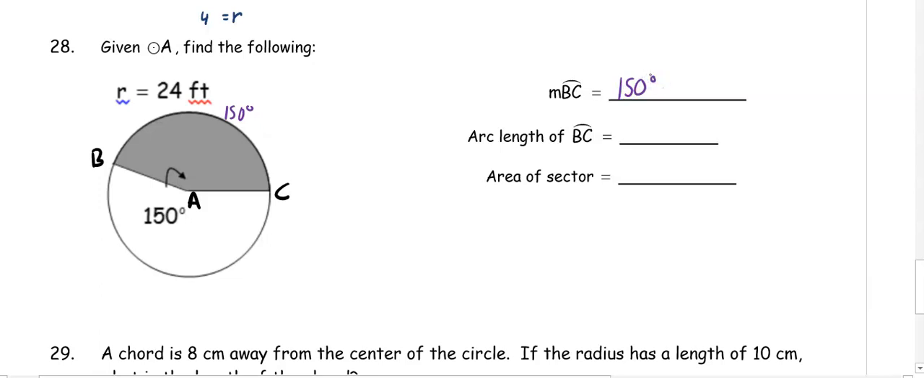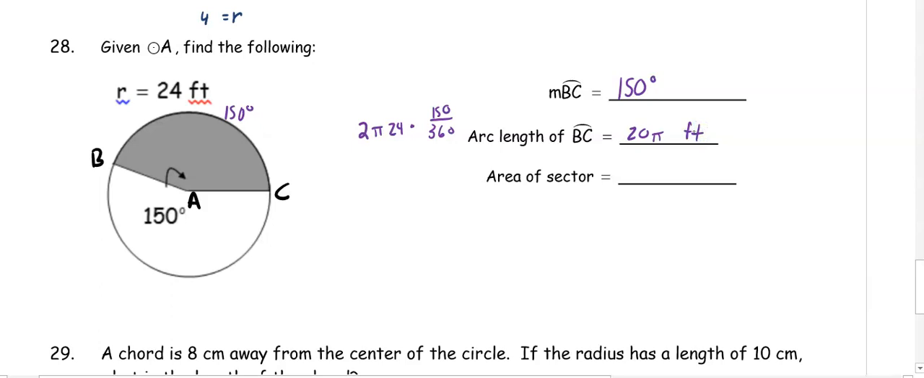For the arc length, it's part of the circumference. So we want to do circumference 2 pi r, which our radius is 24, times the measure of 150 over 360. So in your calculator, you can multiply everything except the pi, and we get 20 pi. So after you put in your calculator, remember to put pi with your answer.